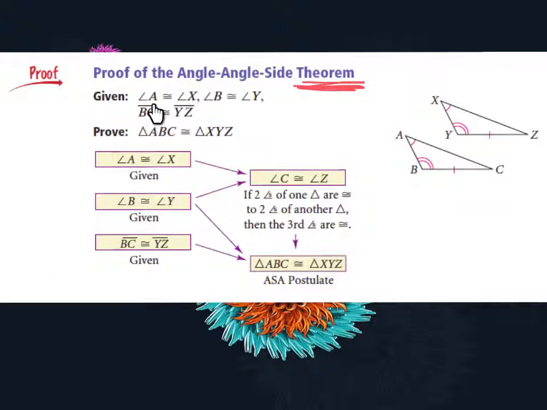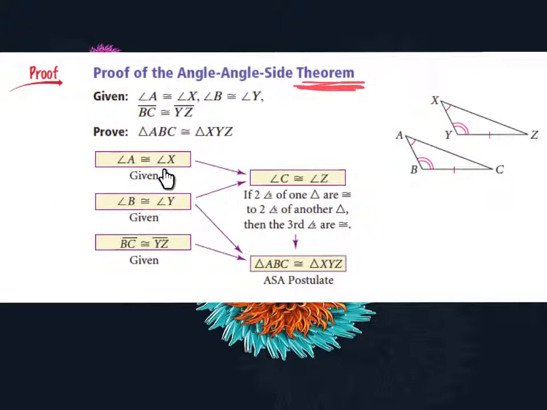So if we're given that angle A is congruent to angle X, angle B is congruent to angle Y, and BC is congruent to YZ, then we can prove that these two triangles are congruent. So we're given that angle A is congruent to angle X, we're given that angle B is congruent to angle Y, and we're also given that BC is congruent to YZ. Notice in this case, the three boxes that we start off with are what's all given to us. And notice this flow proof is going sideways instead of up and down.